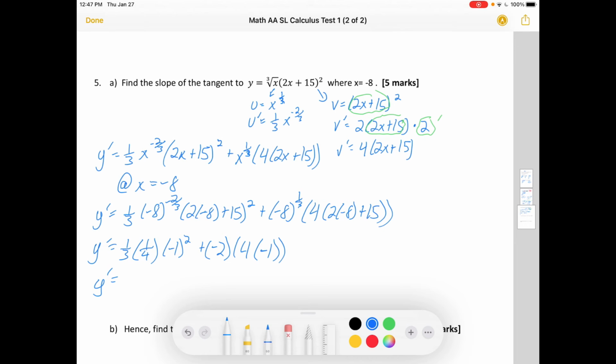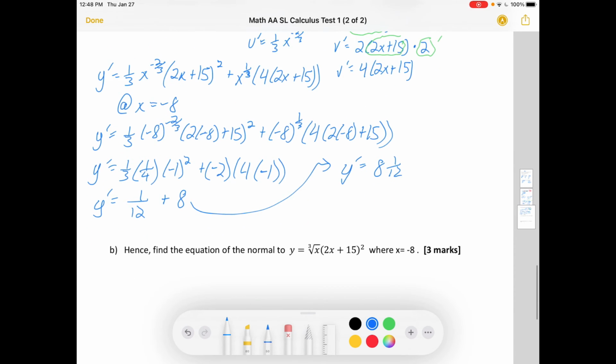So let's see what we get here. That would be 1/12. And then we'll have plus 8. Okay, you can write that as 8 and 1/12. But in the next one, you're going to need to find the normal. So you probably want to write this in a form where it's easy to flip over. So 8 times 12 gives us 96 plus 1, so 97 over 12.